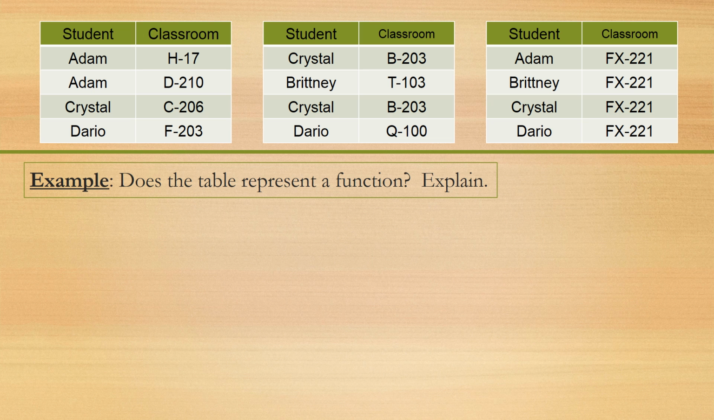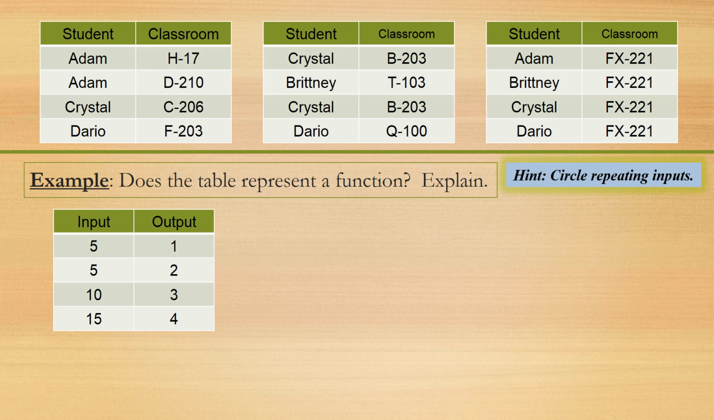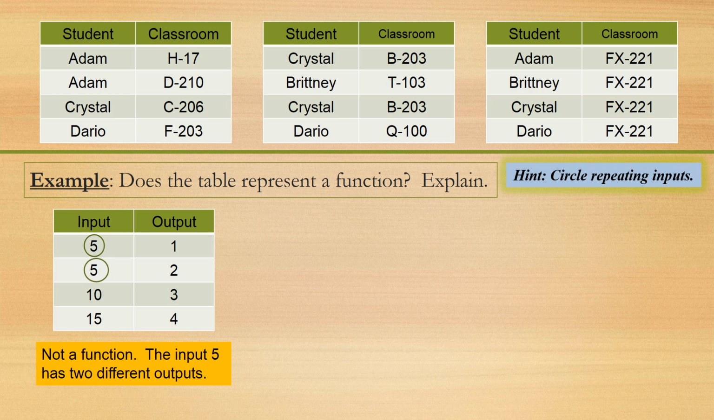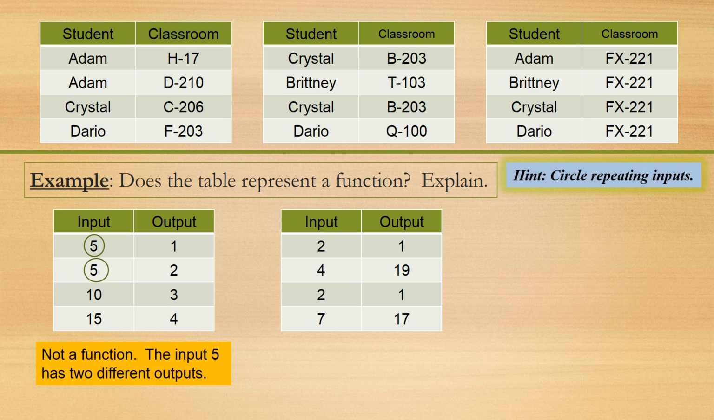Now I want you to think about that example as we do the following problems. So we're going to write, does the table represent a function, and explain. A quick hint is to circle any repeating inputs. If you look at the first example, the input 5 repeats twice. This is very similar to the previous example where Adam repeated twice. In this situation, this is not a function because the input 5 has 2 different outputs.